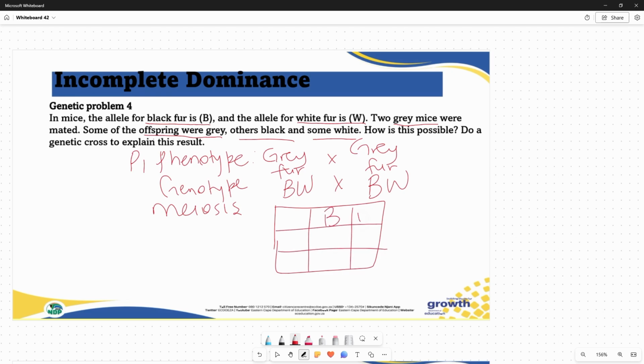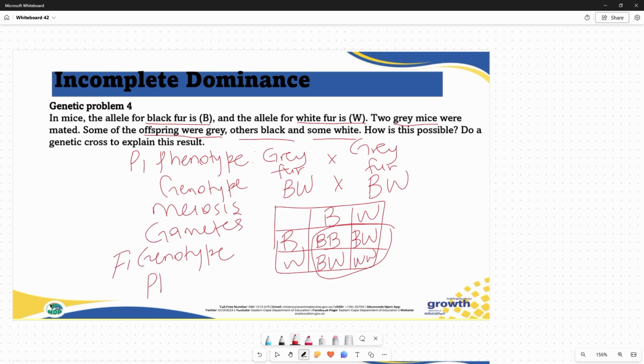We've got BW as the alleles of the first parent and BW as the alleles of the second parent. And then gametes, so these alleles represent the gametes. Okay, so the first one now we will have BB, we have BW, BW, WW. Okay, so now here in the middle, now we have got the genotypes of the F1 generation. So now F1 genotype.